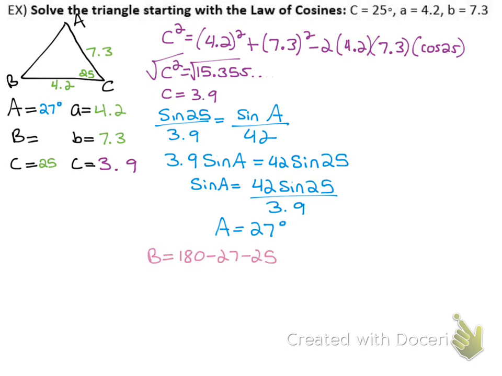Just like before, I'm going to go ahead and subtract the two known angles from 180 degrees, and I get that B is 128 degrees. Last but not least, log that in my variable inventory, and I know that I am done.